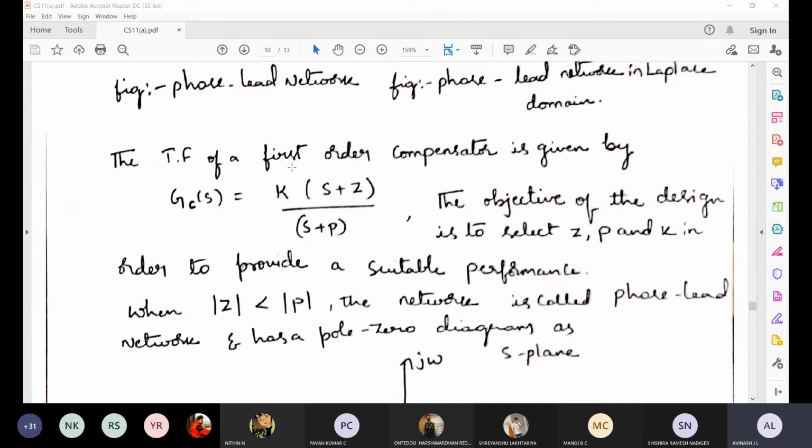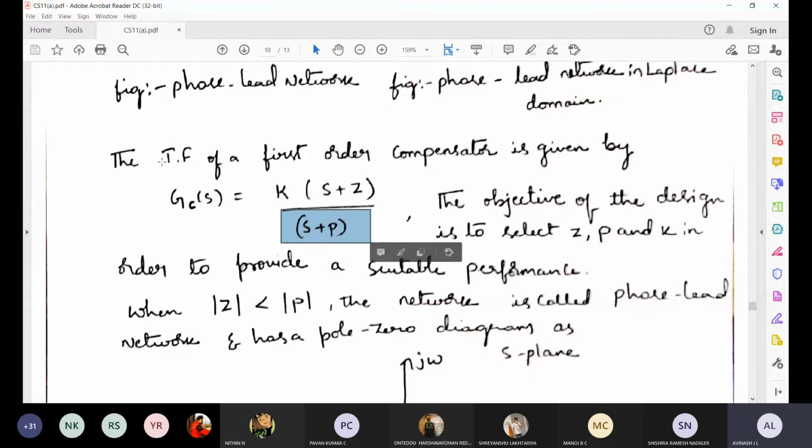The transfer function of the first order compensator is given by GC of S, the general equation. GC of S equals K into S plus Z divided by S plus P. Here, Z indicates the zero and P indicates the pole. It is first order because the power of S in the denominator is 1.